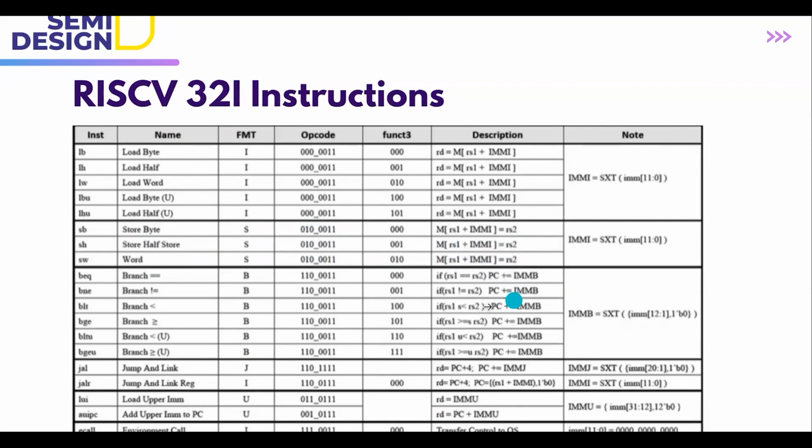Everything we'll discuss one by one clearly. Like branch type, what is the opcode? What is the funct3? Like that. And jump, J type, I type, U type. So these are the different types of instructions we have. Okay. Everyone clear up to here?